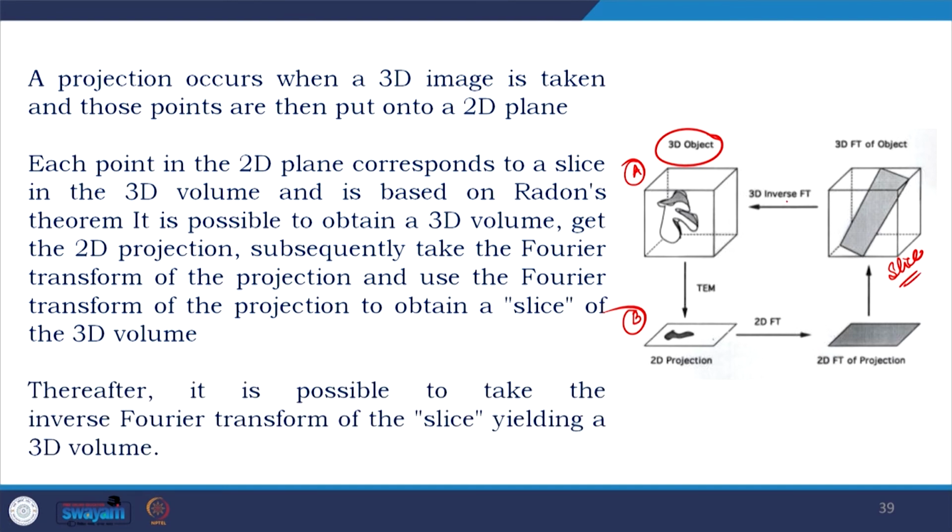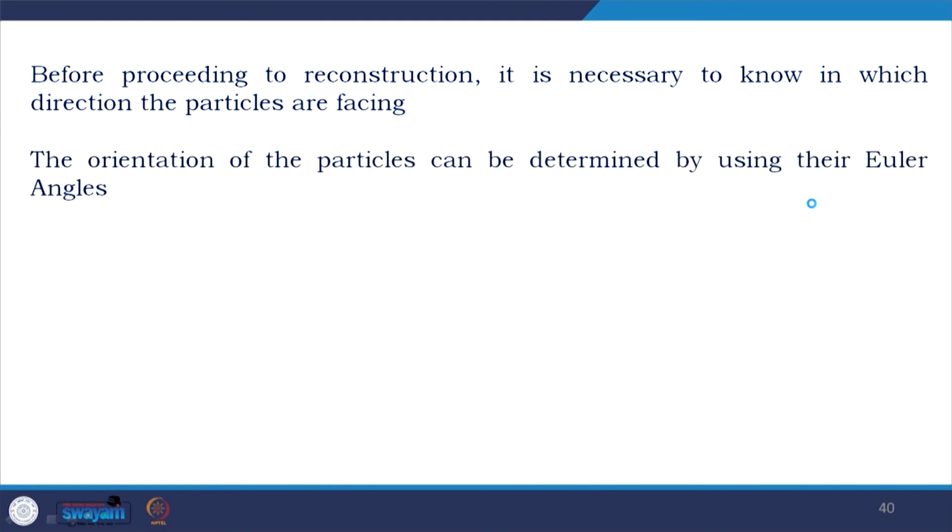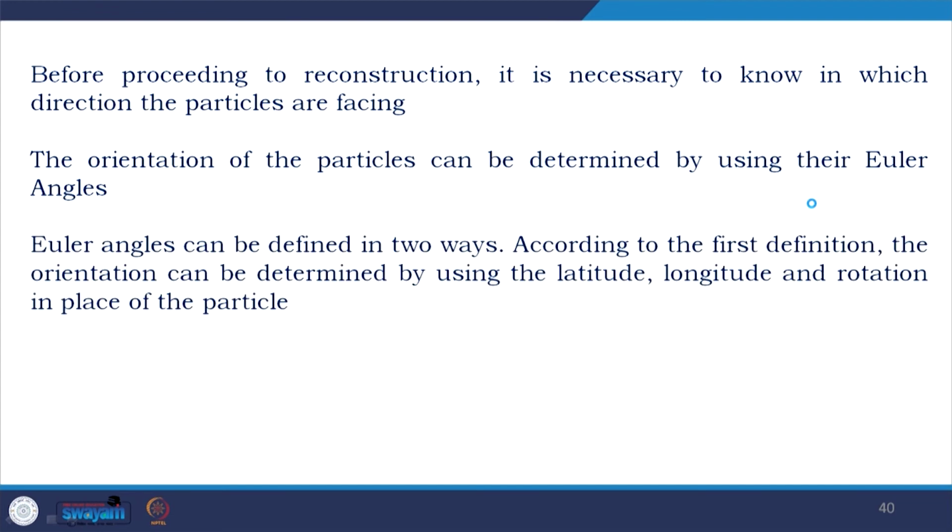Thereafter, it is possible to take the inverse Fourier transform of the slice, yielding the same volume. So, this is C, this is D, and D goes to A. Before proceeding to reconstruction, it is necessary to know in which direction the particles are facing. The orientation of the particle can be determined using the Euler angles.